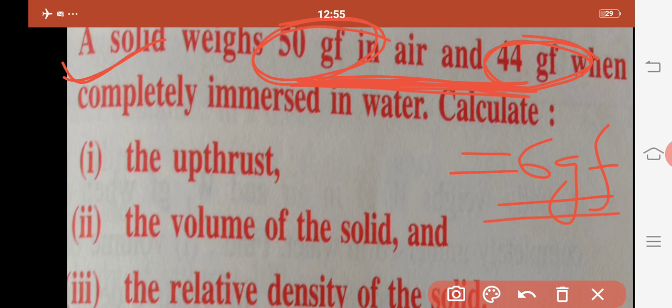And this loss in the solid's weight is because of the buoyant force. Why did it feel lighter when it is in water? Because of the buoyant force acting on the body. Therefore, the same amount of buoyant force as the loss of the body is acting on it. So first, what is asked is to calculate the upthrust, which will be equal to 6 gram force, which is equal to loss in weight when it is immersed in water.